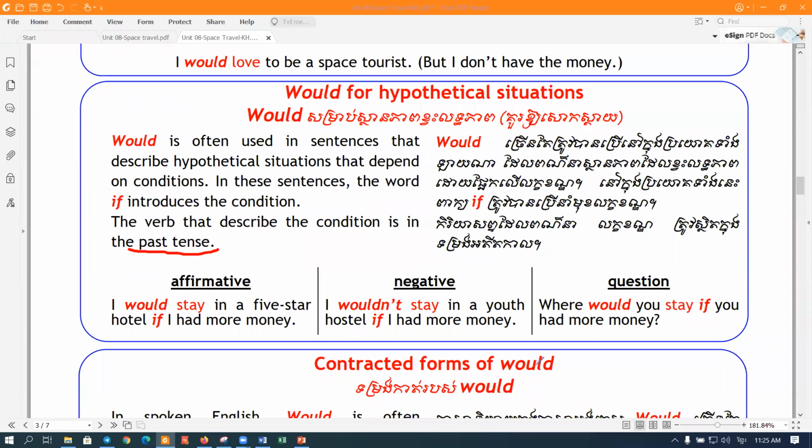Okay, I'm sorry. Now let's talk about affirmative, negative, and questions. I would stay in a 5-star hotel if I had more money. Speaking of which, it means that you don't have money and you are not able to stay in a 5-star hotel. Look at the negative: I wouldn't stay in a youth hostel if I had more money.